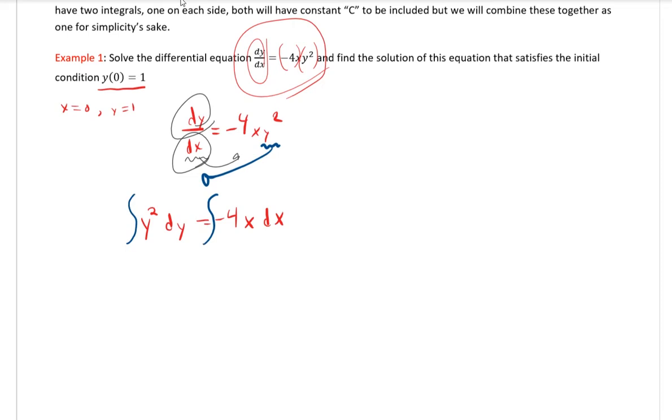Well, the integral on the left-hand side of y squared, that's pretty easy. That'll just give you 1/3. Oh, that's not going to be y squared, sorry. That's going to be 1 over y squared. Okay, still not too bad. That'll give you -1/y, because I divided y squared over. And then the -4x, when I take an integral of that, that'll give me -2x² + c.